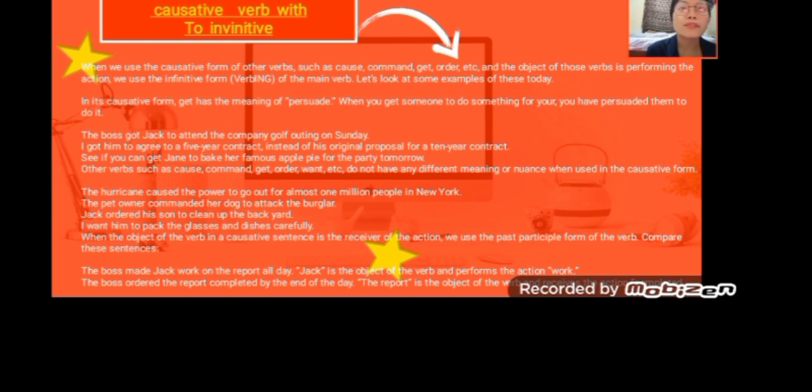In this causative form, get has the meaning of persuade. When you get someone to do something for you, you have persuaded them to do it. For example, the boss got Jack to attend the company outing on Sunday. I got him to agree to a 5 year contract instead of his original proposal for a 10-year contract.